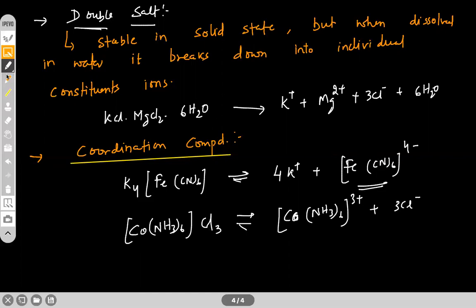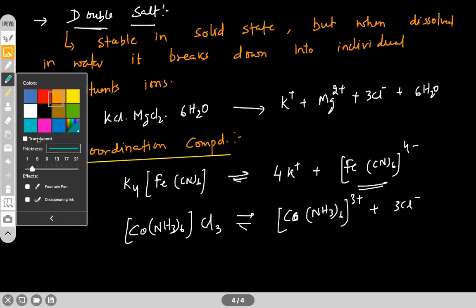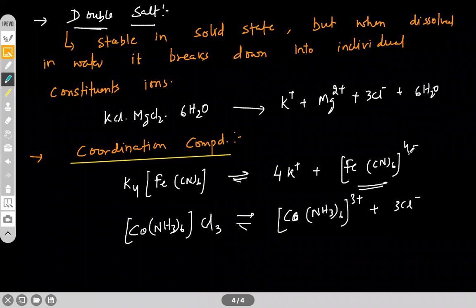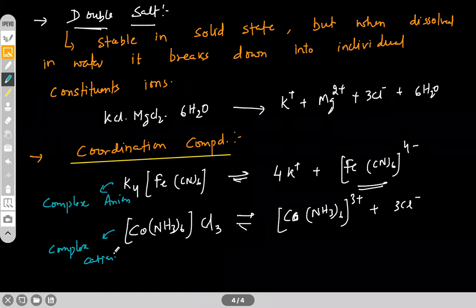[Co(NH3)6]3+, 3Cl-. In this compound, the negative ion is the complex part, so we call it a complex anion, because the anion is complex here. This one is a complex cation. Similarly, we can have both complex anion and complex cation, because both the cation and anion could be complex.